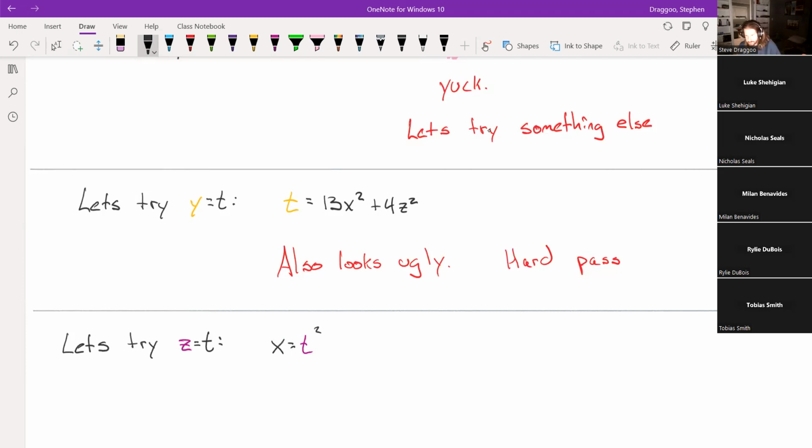Hey, that's not too bad. X is already defined just by defining z. So that's cool. Don't need to do anything else. X is already isolated. So I should take that and plug stuff into the y equation. So y is equal to 13x squared. 13 starts with a 1. Good job, Steve. Cool. So 13x squared, but now I know that x is t squared. So x squared is t to the fourth.